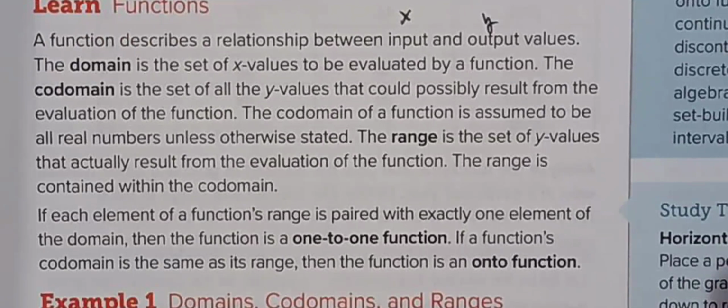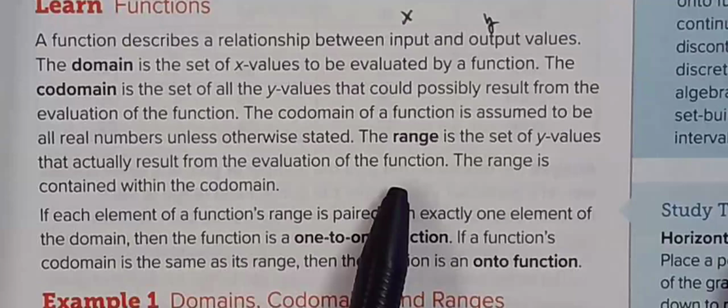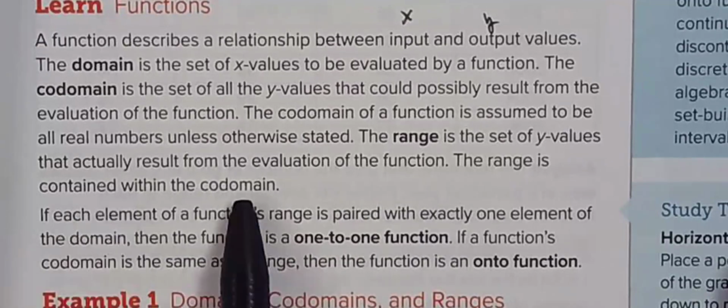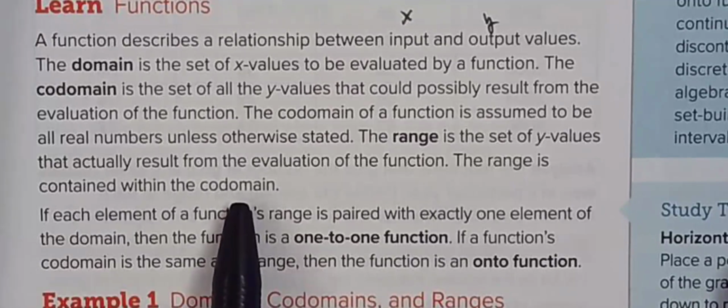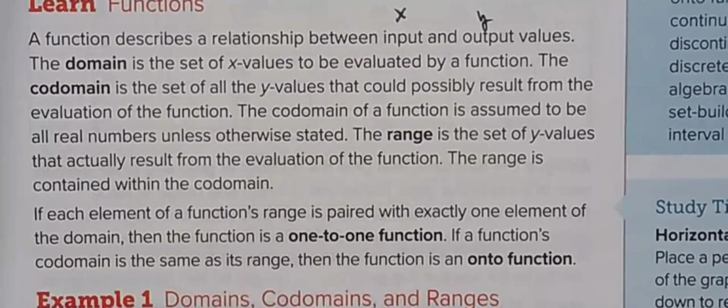Now, the range is the set of y values that actually result from evaluation of the function. The range is contained within the codomain. So the range is either equal to the codomain or it's a smaller set of values within the codomain. Because if the codomain is all real numbers, that's every single number. So an actual range would be within all of the numbers, or it is all of the numbers. It's one of those two things.